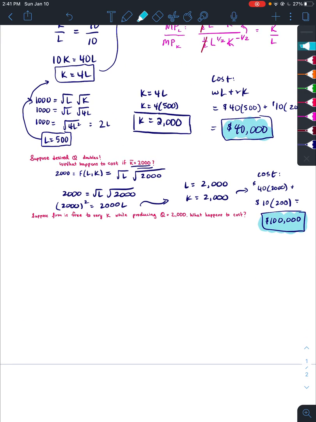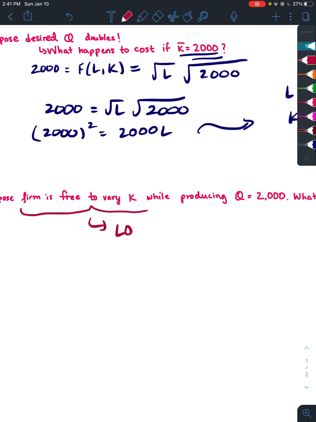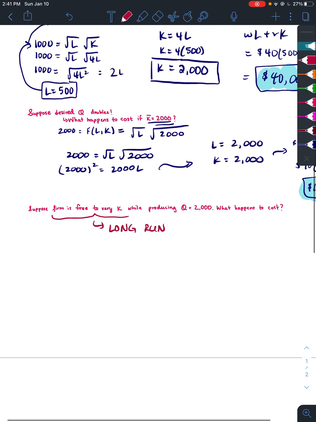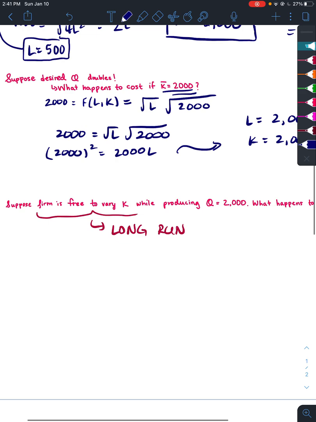All right, so suppose that the firm is actually free to vary K while producing Q equal to 2,000. What will happen to our cost? Whenever we see, suppose that our firm is free to vary K, that should give us an alarm that this is a long run problem, right? What happens in the long run? You can vary it in any way you want. They're asking what happens in the long run, really. But the good thing is, in the long run, MPL over MPK is equal to W over R still holds.